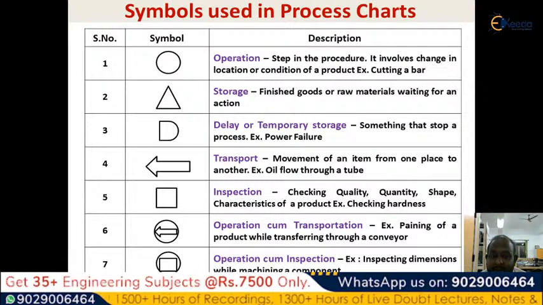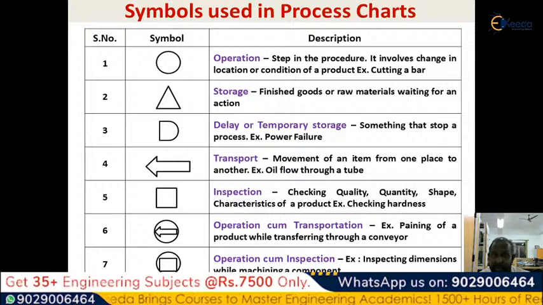So combination in the sense, as I have indicated, an arrow mark inside a circle indicates you are going to have the transportation and operation simultaneously. Say, for example, you are going to transport this material through a conveyor. So during its travel, you are trying to paint it. Just as an example. So the product is under transport, that is indicated by an arrow mark. During that time, you are going to do an operation.